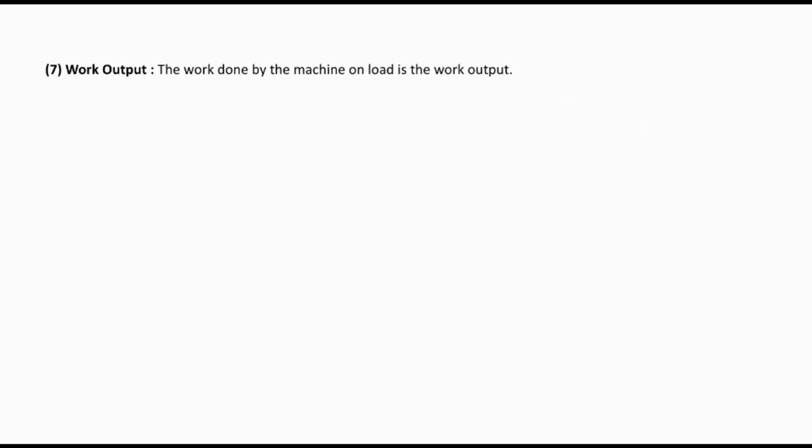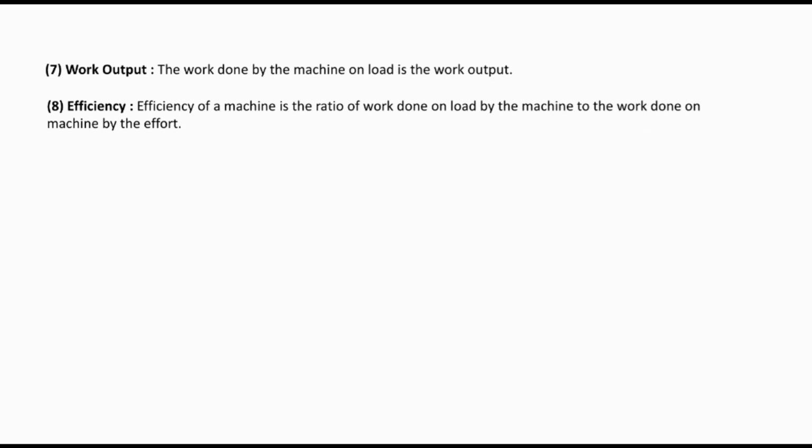Work output. The work done on the machine on load is the work output. Now what is efficiency of a machine? Efficiency of a machine is the ratio of work done on load by the machine to the work done on the machine by the effort. That is, I can say efficiency is equal to work output divided by work input multiplied by 100%. We usually denote efficiency in terms of percentage, therefore we multiply it by 100 to denote it in the percentage form.